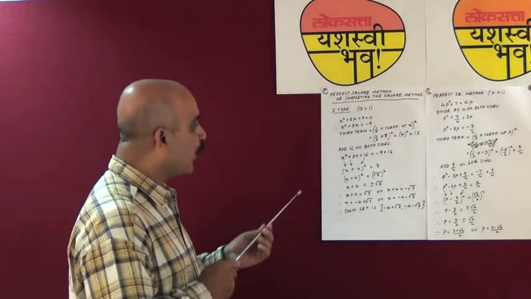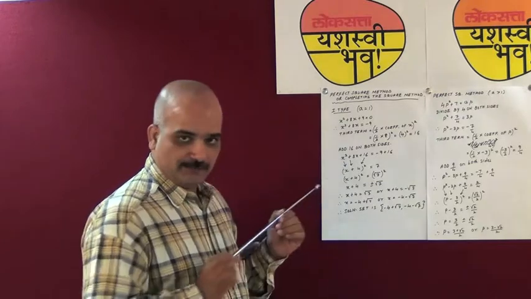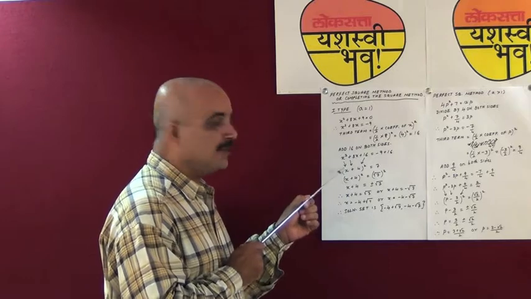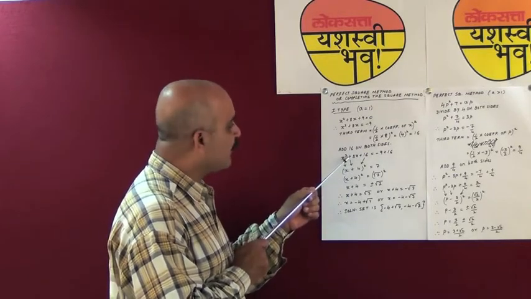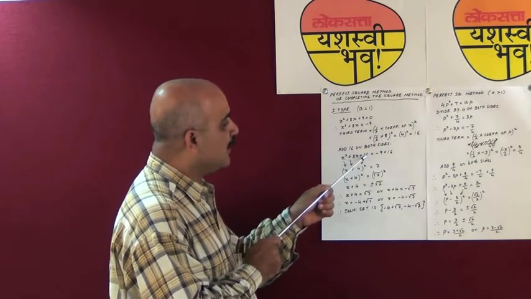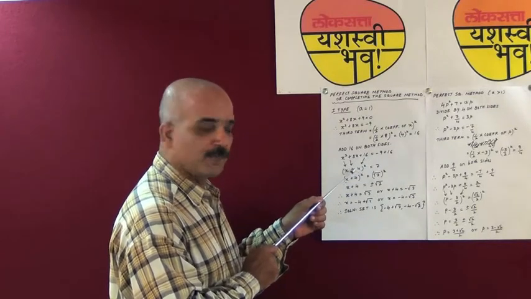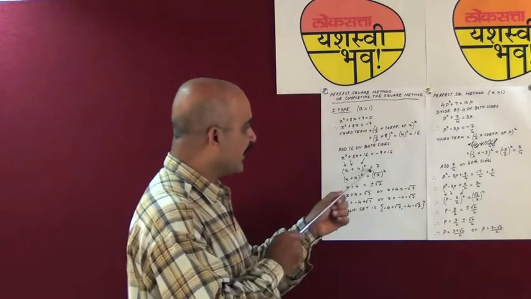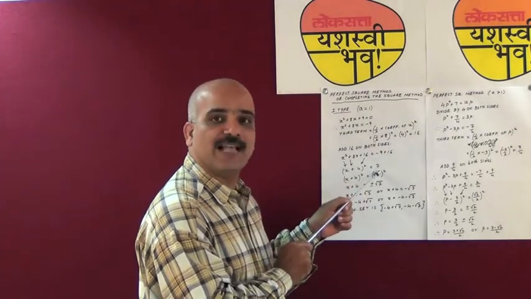After this, we take the square root of the first term. The square root of x square is x. Then the sign of the middle term, which here is plus. Then the square root of the last term. The last term is 16, and the square root of 16 is 4. So we get x plus 4 the whole square is equal to minus 9 plus 16, that gives you 7.